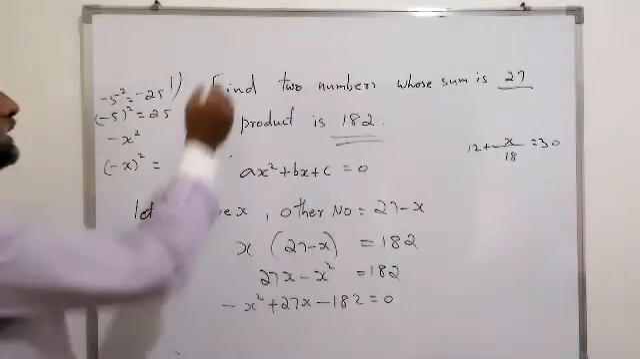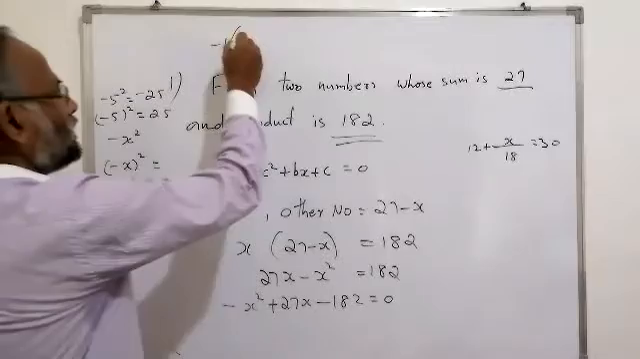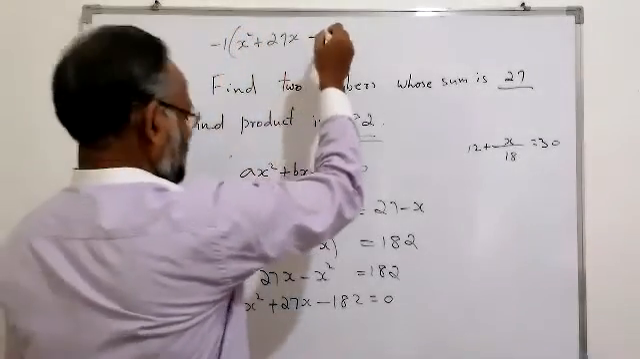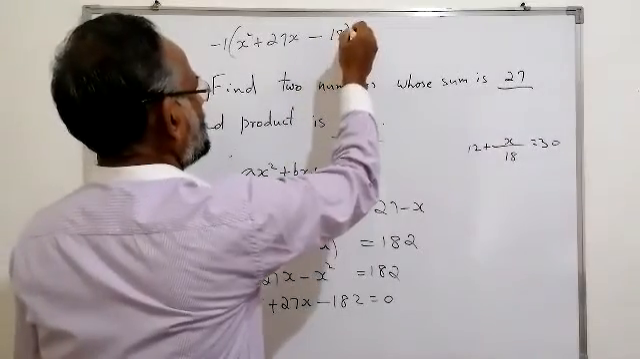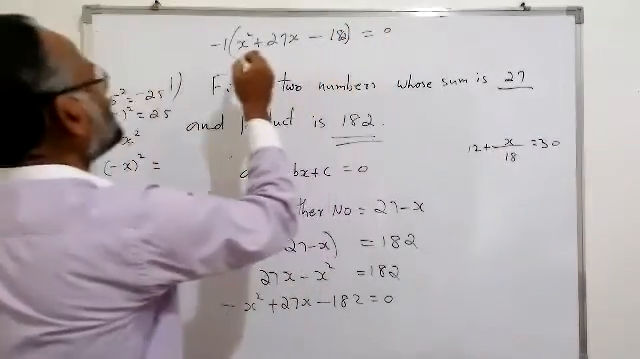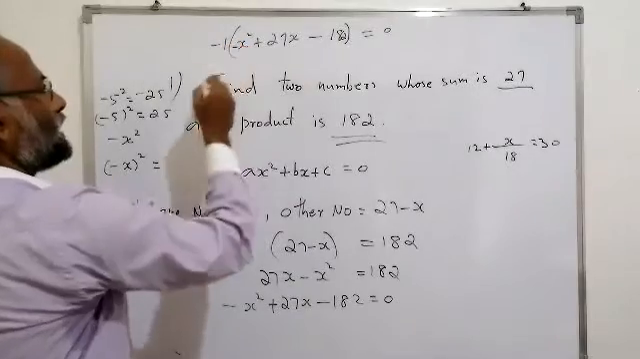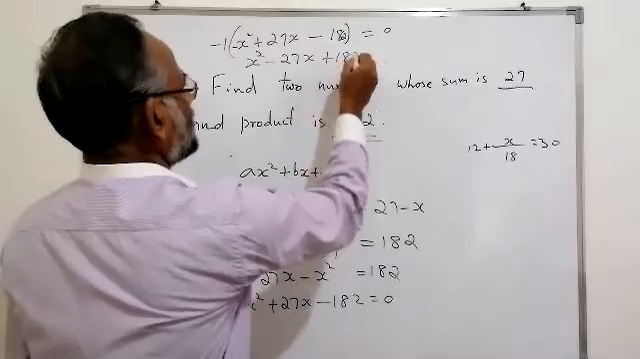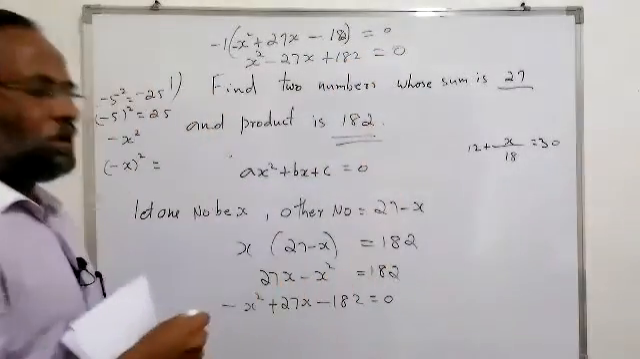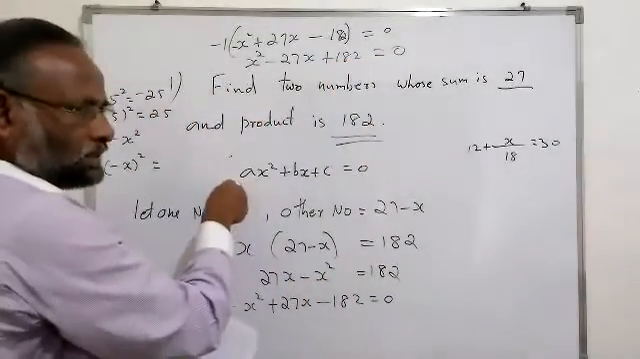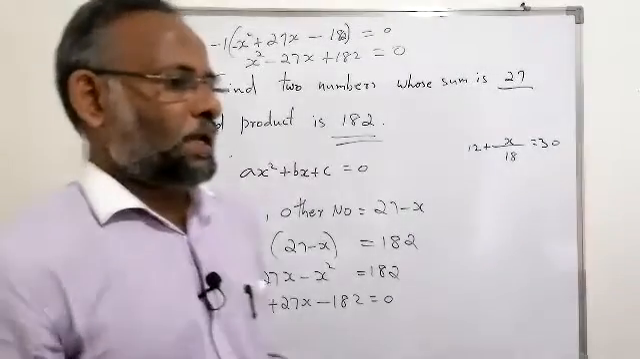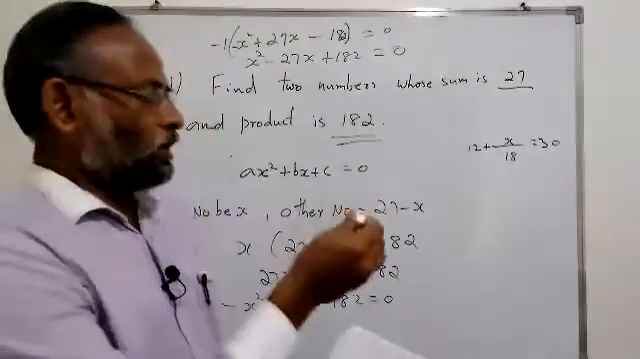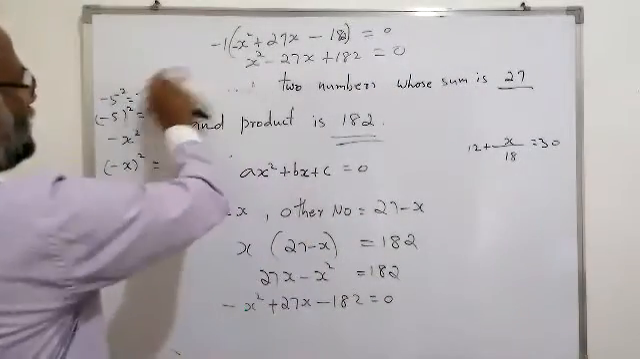Okay, I am doing that. Minus 1 into minus x square plus 27x minus 182 is equal to 0. That means minus minus plus, x square minus 27x plus 182 is equal to 0. Now we got the standard form. Here no minus. Whenever it starts with x square or y square, whatever be the minus, multiply with minus 1. Now split the middle term and do. Now complete the work.